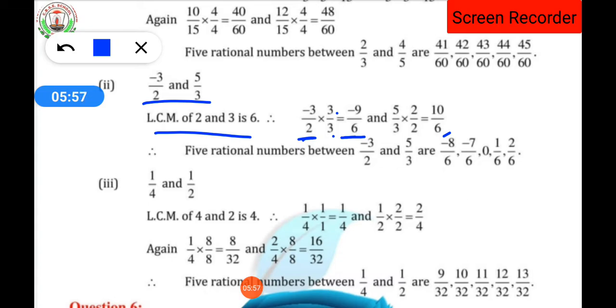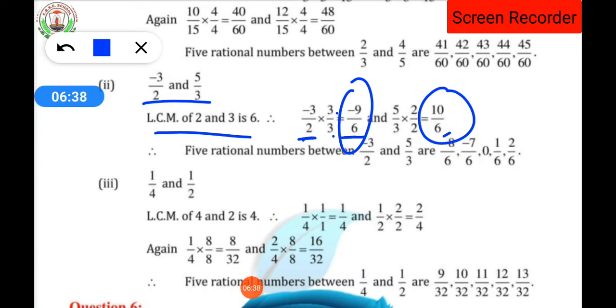Now you can see that minus 9 by 6 and plus 10 by 6. So many numbers lie, the numbers are minus 8 by 6, minus 7 by 6, minus 6 by 6, minus 5 by 6, minus 4 by 6, minus 3 by 6, minus 2 by 6, minus 1 by 6, then 0 by 6, isn't it? Or 0 only, then 1 by 6, 2 by 6, 3 by 6, 4 by 6, 5 by 6, 6 by 6, like that up to 10 upon 6. So many numbers lie between minus 9 upon 6 to 10 by 6.